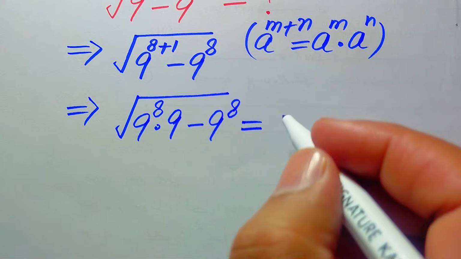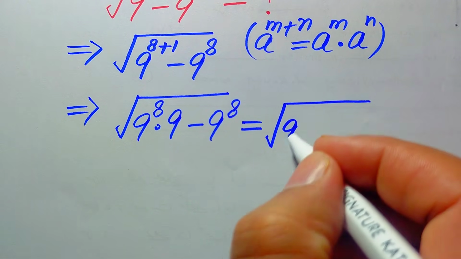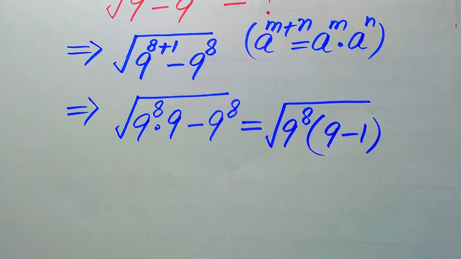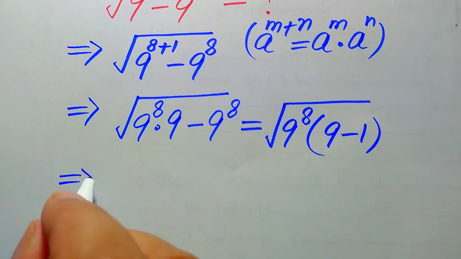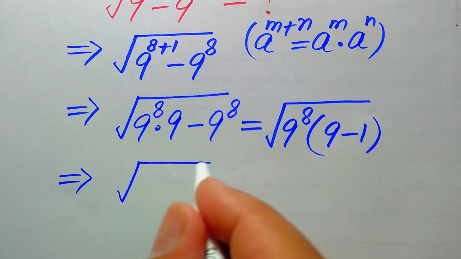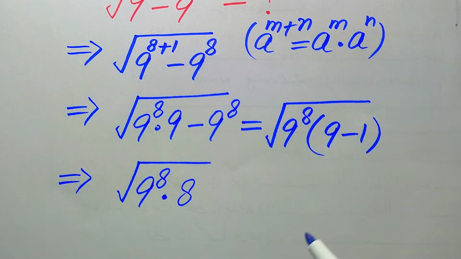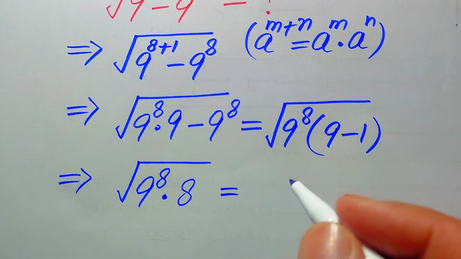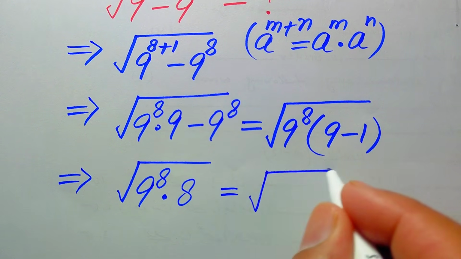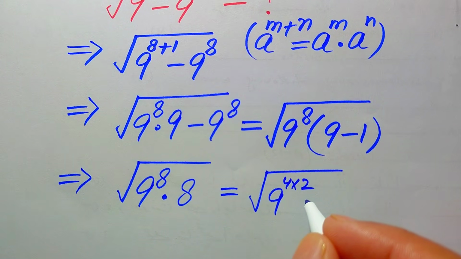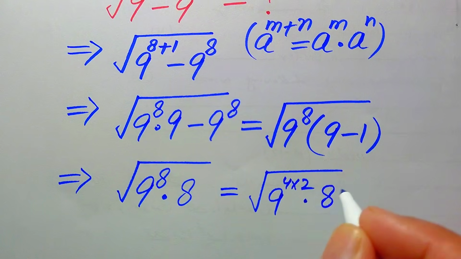Further, in the next step, inside the square root sign, we take common 9 to the power of 8, and the remaining values are 9 minus 1. After a little simplification, we get the square root of 9 to the power of 8 multiplied by 9 minus 1, which becomes 8. Here we further break 9 to the power of 8 as 9 to the power of 4 multiplied by 2, multiplied by 8.